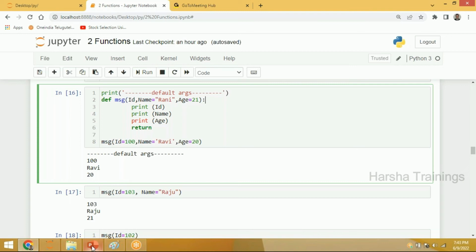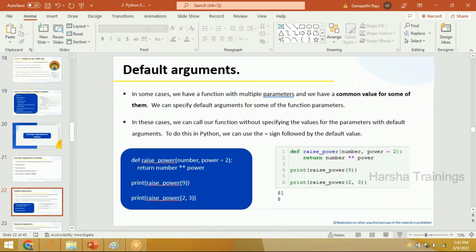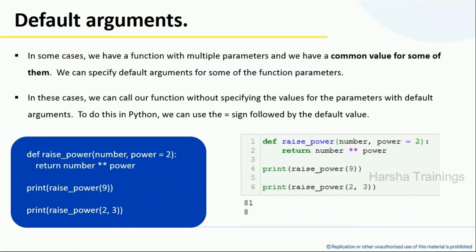Now I'm going to the PPT and I'll give the best of the knowledge of it. Please give me 1 more minute to discuss more about when to use default arguments. There are some rules for default arguments. Every time we can't use them. In some cases we have a function with multiple parameters where we have a common value for some of them. Here I wanted to have the common value power equal to 2. This is called a default argument, and number is called a normal argument.